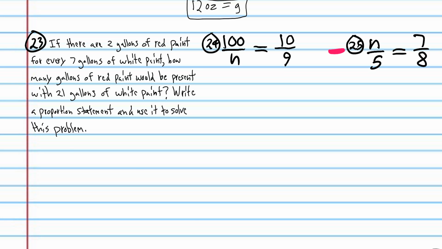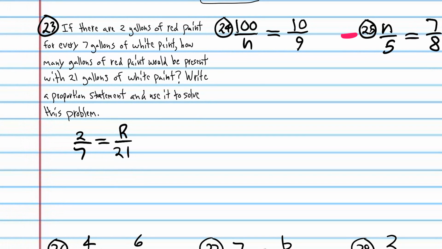All right, we're back. There are 2 gallons of red paint for every 7 gallons of white paint. If you have 21 gallons of white paint, how many gallons of red paint would you use? So I'm going to put R for red paint. In this case, we want to make this number 21 so that it equals the denominator. So we're going to multiply both sides of the fraction on the left by 3. So we get 6 over 21 equals R over 21.